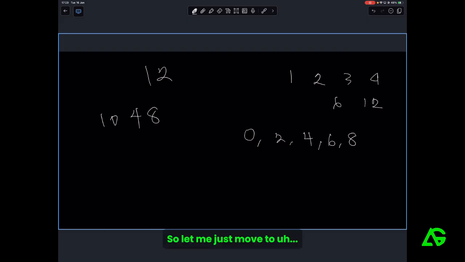So let me just move to 3 also. How will I know that a particular number is divisible by 3? For instance, let's say I have this 12. If I want to know whether this number is divisible by 3, once the sum of the digits results in a multiple of 3, that tells us that number is divisible by 3.